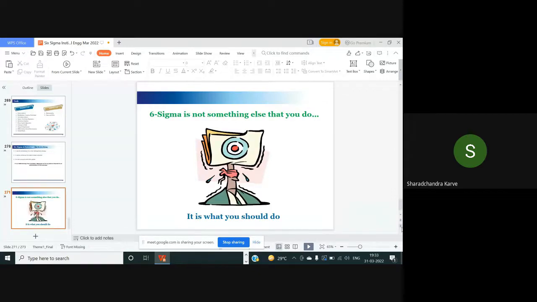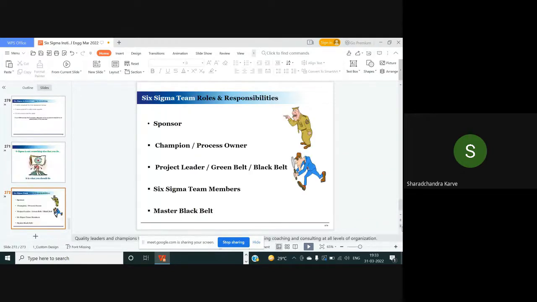So Six Sigma is not something else that you do. That is what you should be doing throughout your career, and it will definitely help you. That is my confidence.